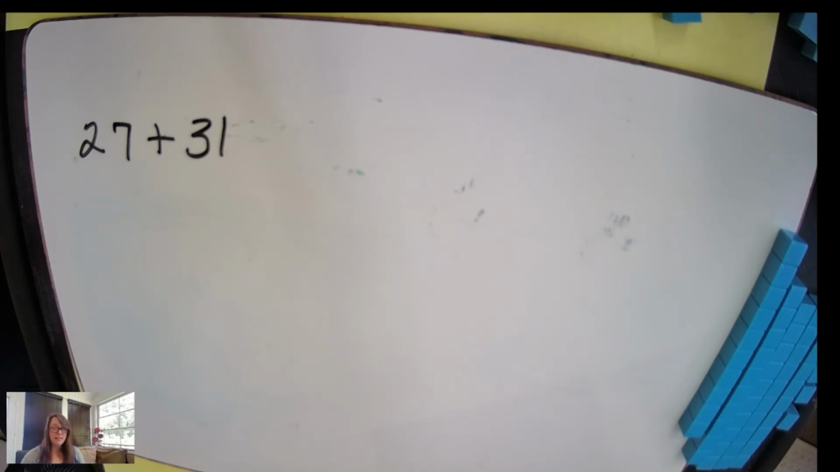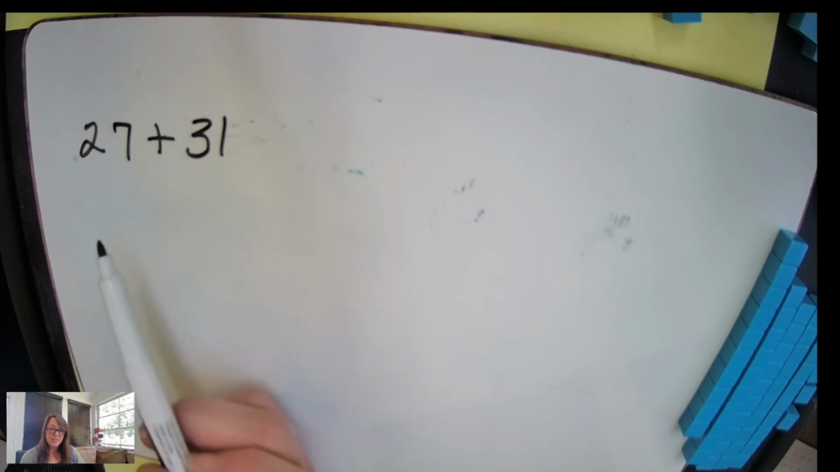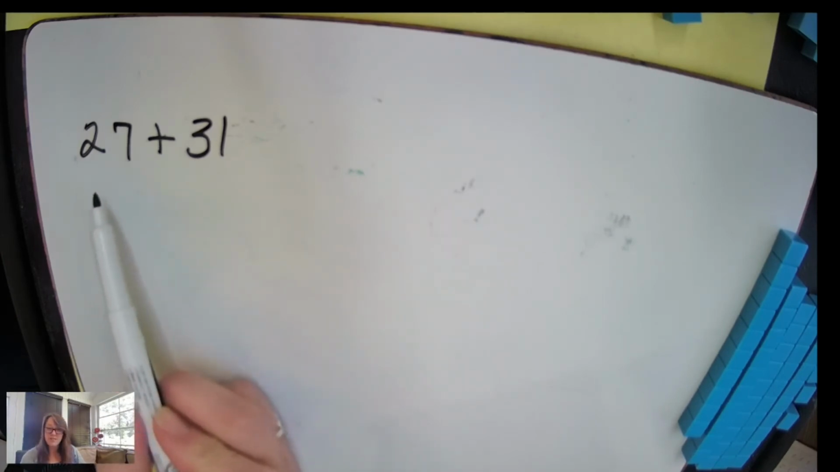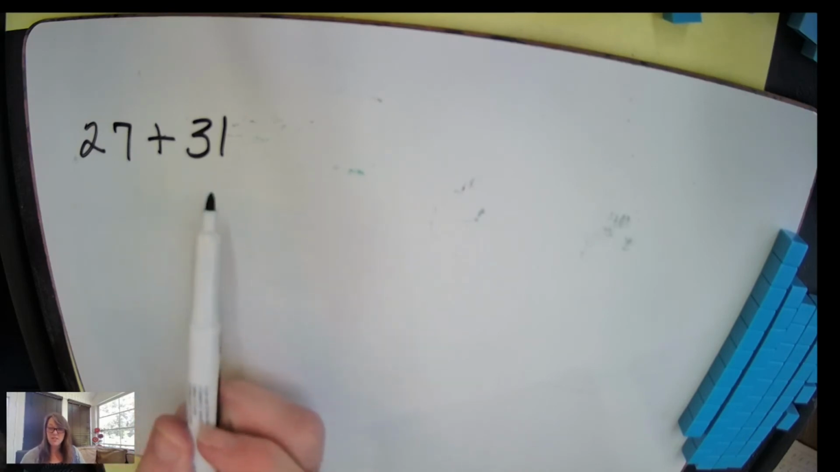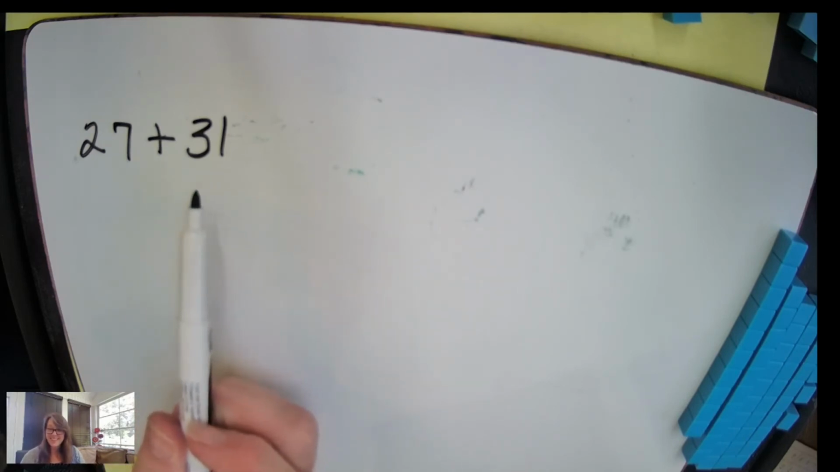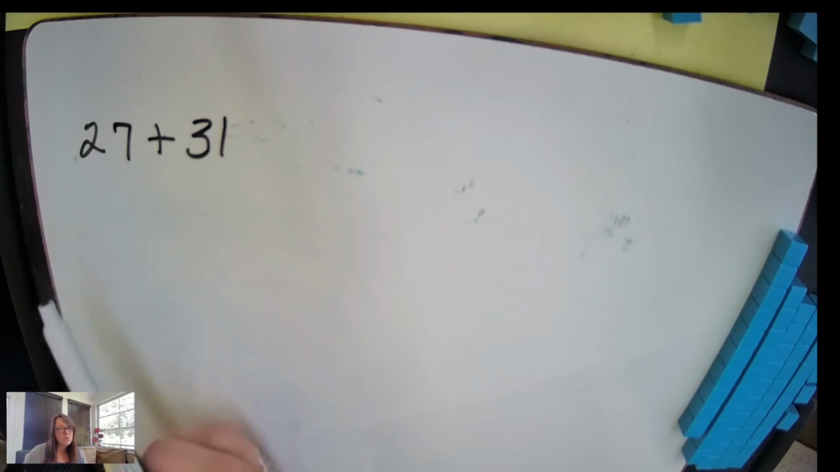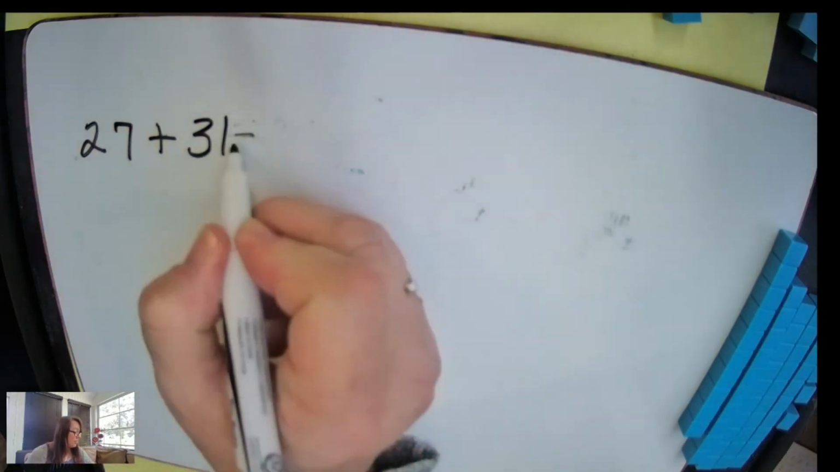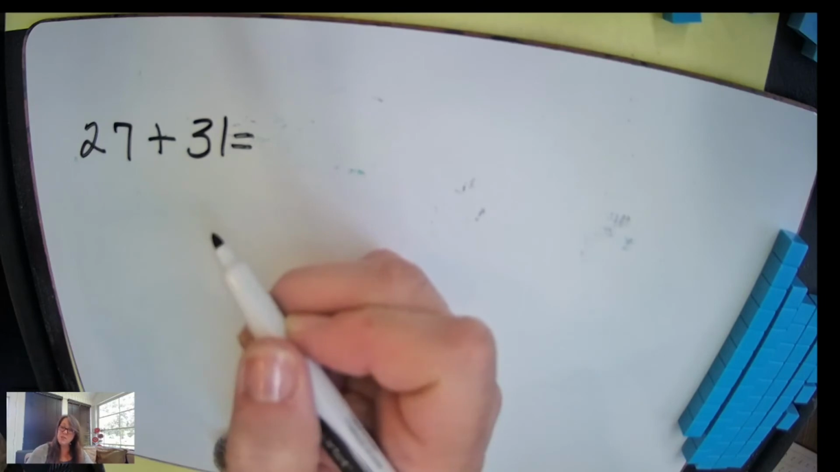That's great thinking, Cameron. Cameron says he knows that the answer is going to be close to 60 because 27 is close to 30 and so is 31. So it's going to be close to 60. What is the answer, Cameron? Cameron says that the answer is 58.